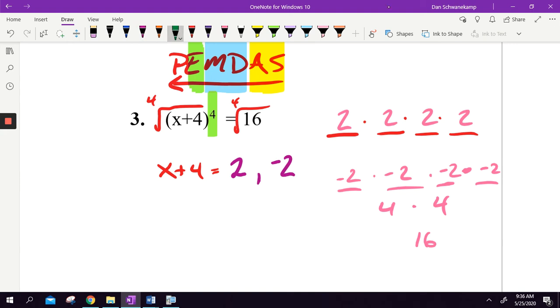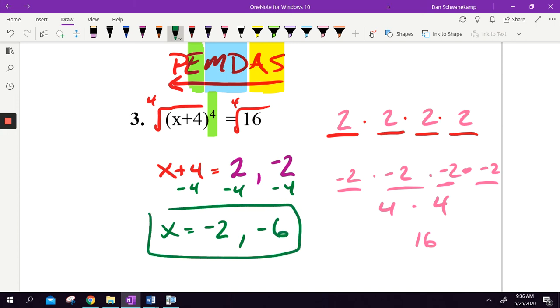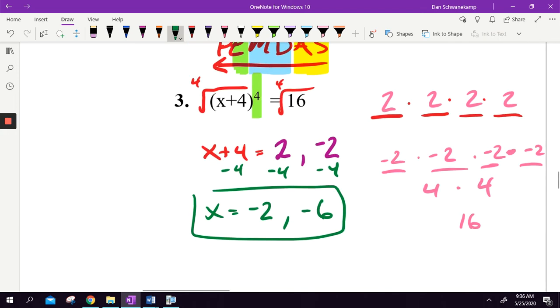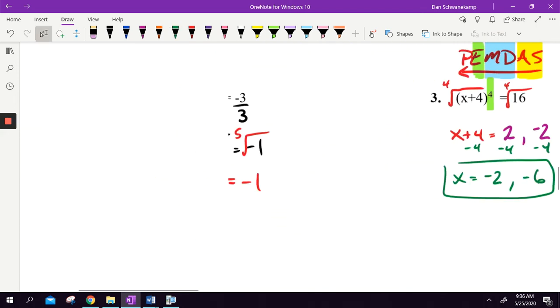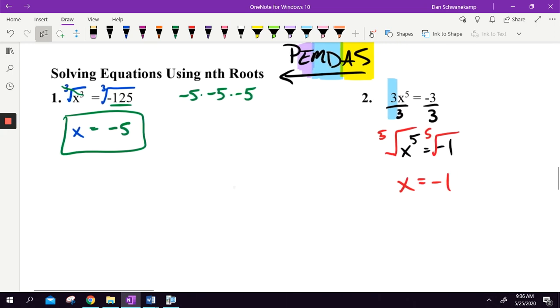2 and -2, because now I need to do one last thing, which is subtract 4. I'm subtracting 4 from both numbers. Okay, subtract 4 from both numbers. X is going to be 2 minus 4 is -2. -2 minus 4 is -6. If I plugged either number into that setup right there, it would get me what I want. All right, be careful with that one. That one's the tricky one of the bunch so far.